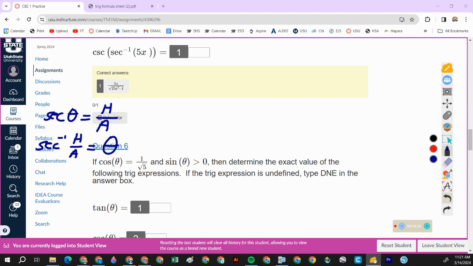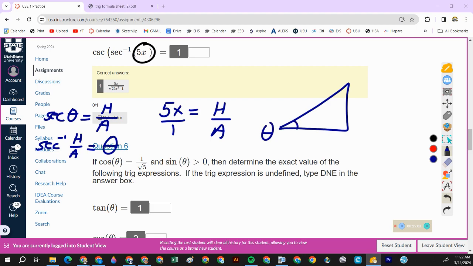So that means that 5x is h over a. And to make it easier, I'm going to do that. So the secant inverse of 5x over 1 is equal to theta, which means 5x is my hypotenuse and 1 is my adjacent. That will allow me to draw a triangle. So I draw a triangle. We call this angle theta. We put 5x for my h and 1 for my a.